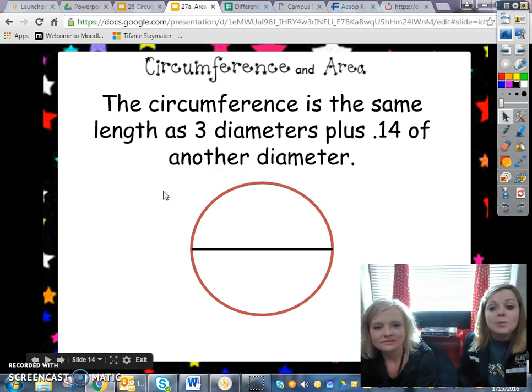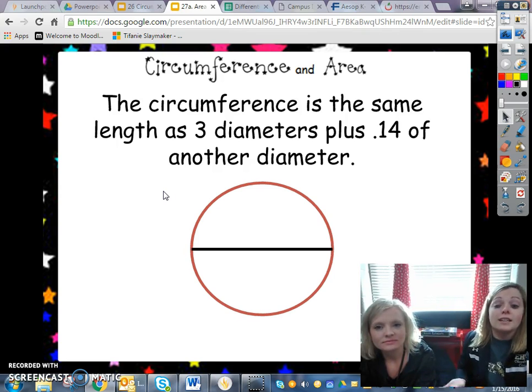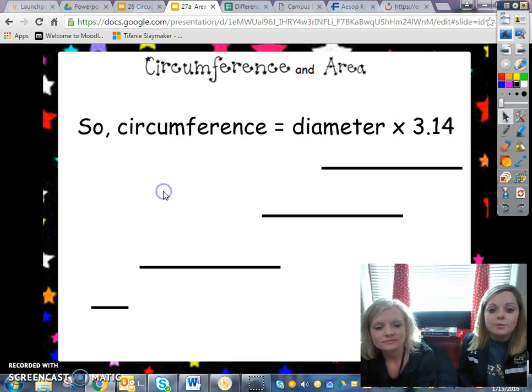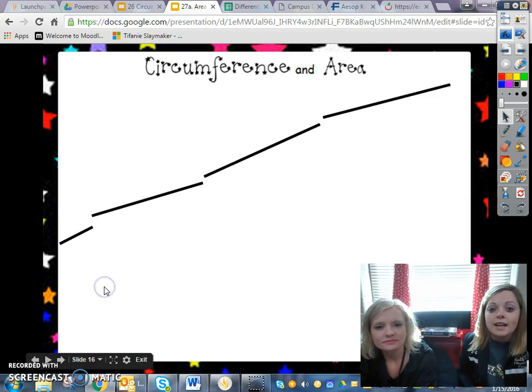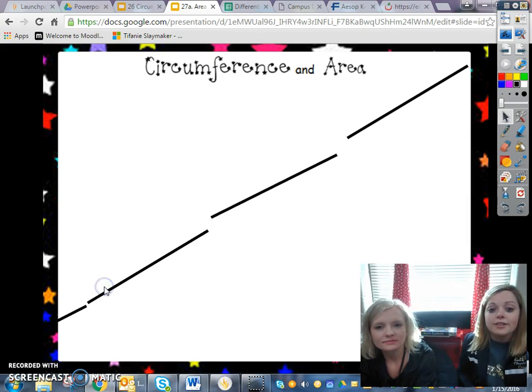This is why pi is an irrational number: we don't know for sure exactly where it stops. It doesn't stop exactly at 3.14. It continues, so we'll look more into that later. But the basics here is that circumference equals the diameter times 3.14. You can see there are 3 diameters here plus 14 hundredths more, and that creates the circumference of the circle.